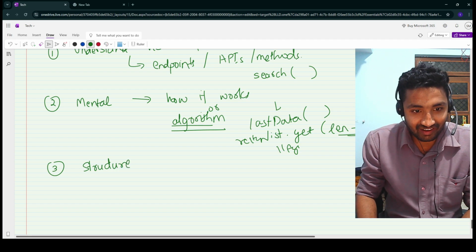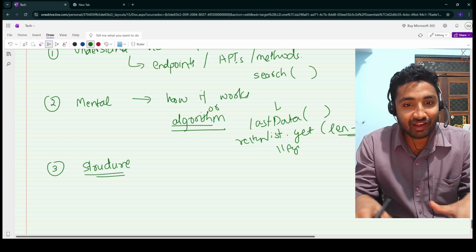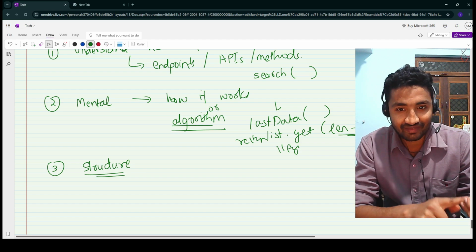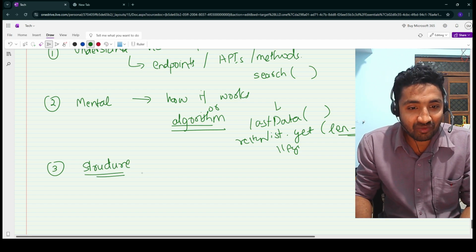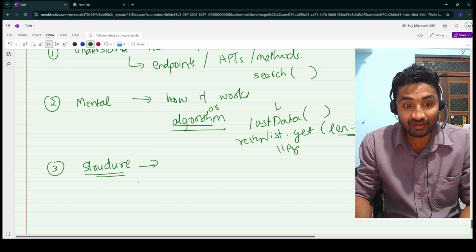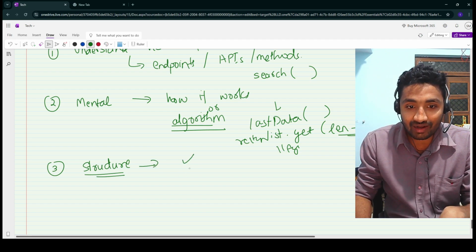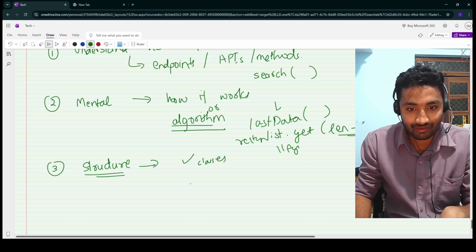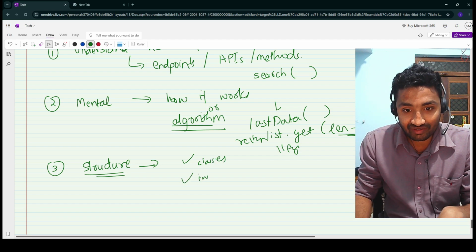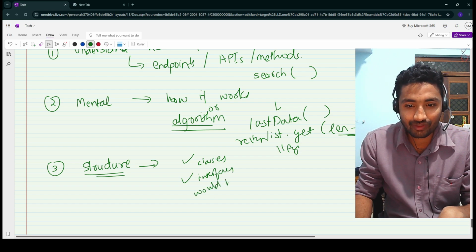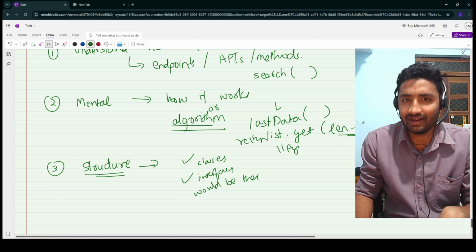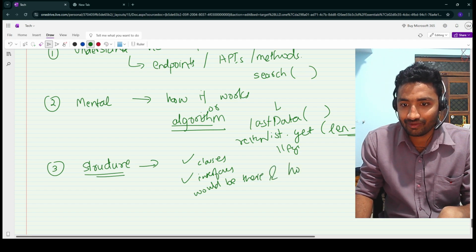This is the third part. Whatever we have learned before, like SOLID and OOPs, they help us create structures. Structures basically mean what classes, what interfaces would be there, and how they relate.